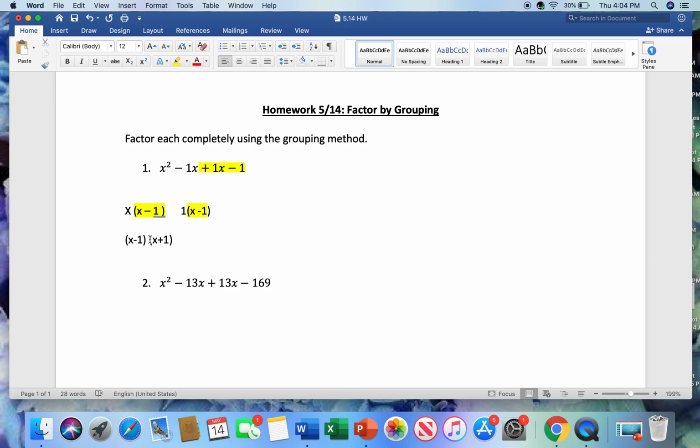If we wanted to check to make sure this was the correct factoring, we would do FOIL, and then we should get this back, or you would get the simplified form.